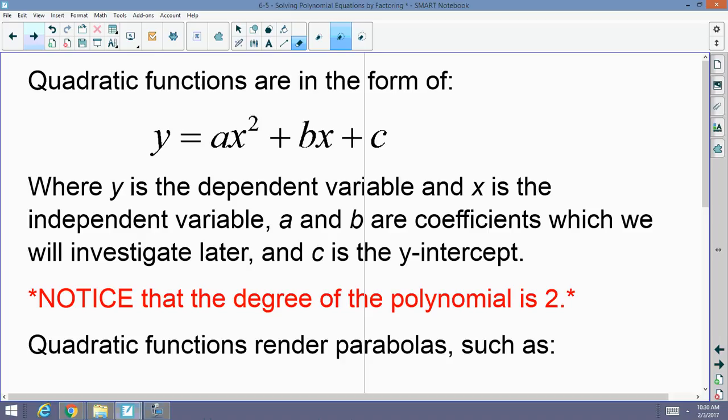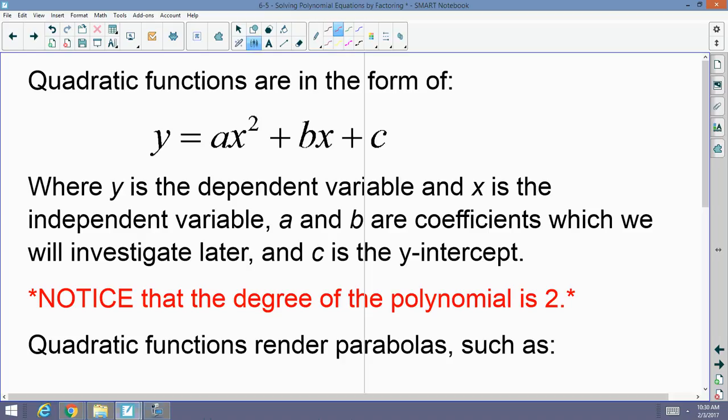So, that being said, when you have a quadratic function, y still equals the dependent variable. X is still the independent variable. A and B are coefficients. Hopefully we remember our vocabulary. Coefficients are the numbers being multiplied in front of a variable. And C is the y-intercept. Now, what is the degree of this function? What is the degree of a quadratic? 2. Very good.